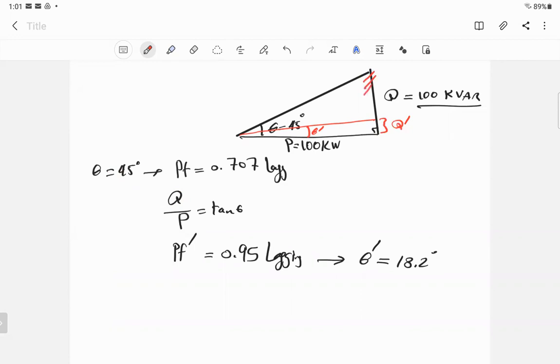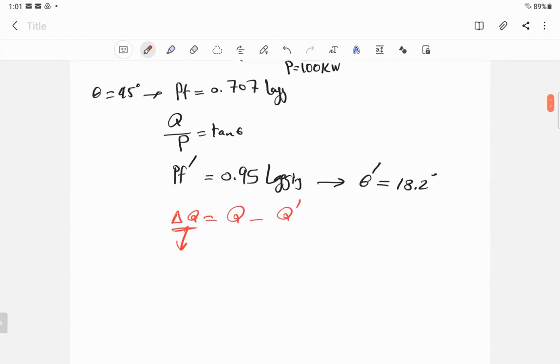So how can you reduce the original Q to the new Q, the small one? How can you get rid of the difference? You add a capacitor to deliver this quantity, the difference. So the difference here is supplied by the capacitor. Because the capacitor is the opposite of the inductor. The inductor consumes the inductive power, but this one delivers. So I'll say delta Q is equal to the old Q minus the new Q, and you can get the Q by using trig. Once you get delta Q, we said this is going to be done by the capacitor C.